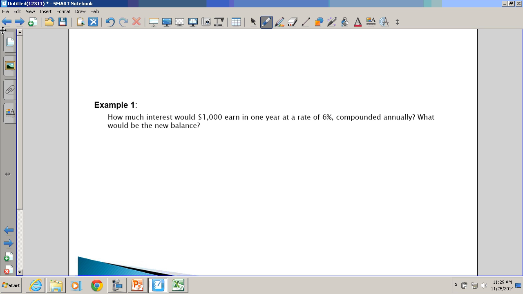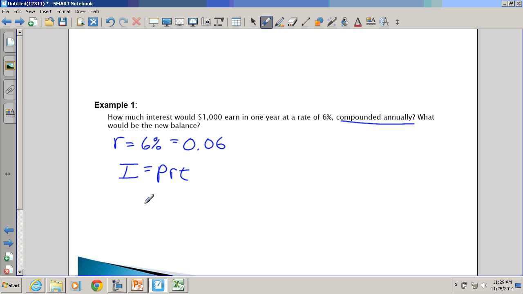Okay. So here's an example. How much interest would 1,000 earn in 1 year at a rate of 6% compounded annually? So compounded annually, so that's going to be key. Okay, so let's find our rate first. 6% is going to be 0.06, because remember, percent is out of 100, so it's 6 out of 100, 6 hundredths.